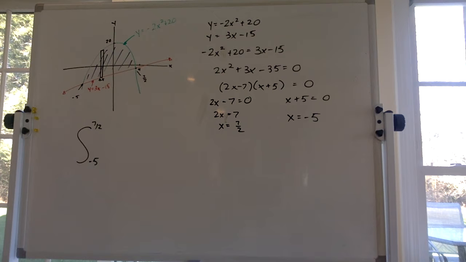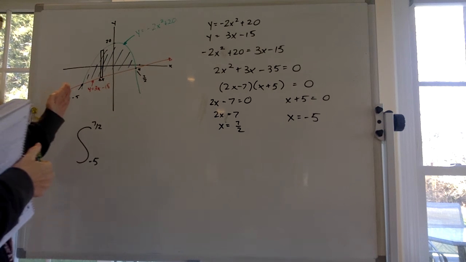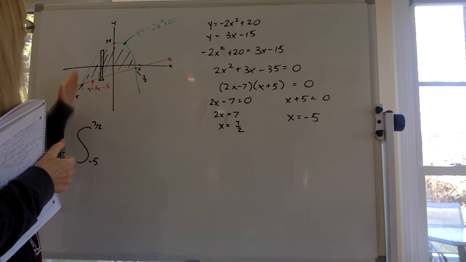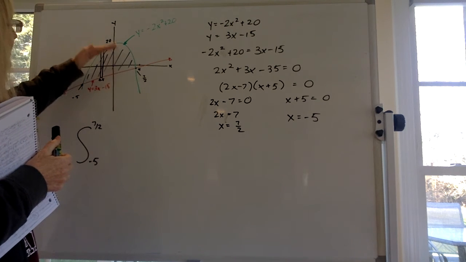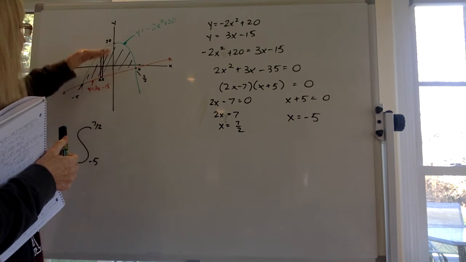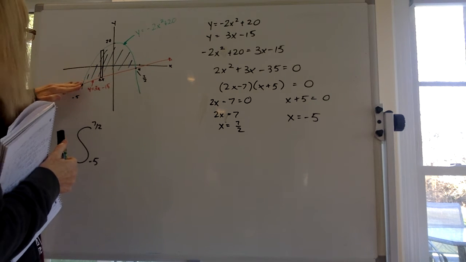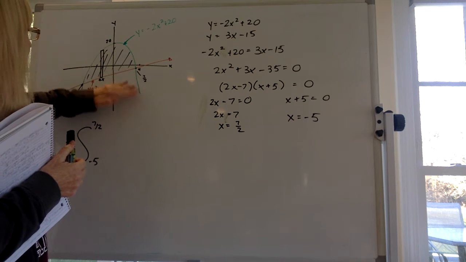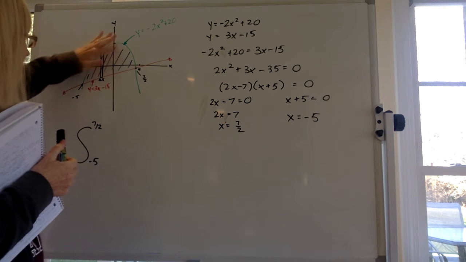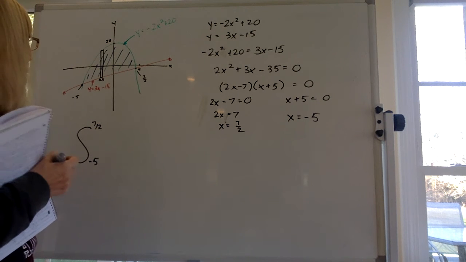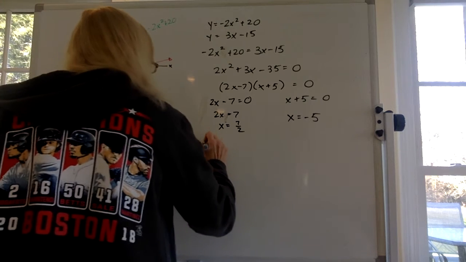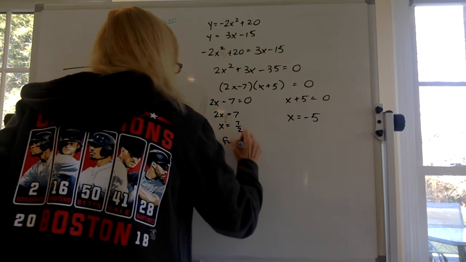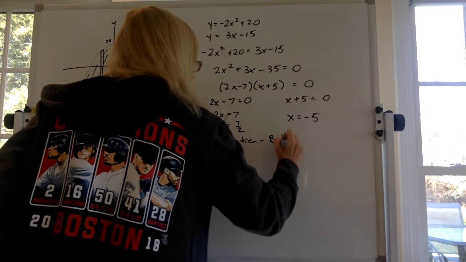Okay, so that's one thing we know. But now we have to figure out what we're integrating. What do we have for an equation to represent that area? Well, if you integrated this parabola, you'd find the area under it. So it would be that whole area minus the area under the line. Wouldn't that give you the shaded area? I think it does. So we have to take the top function minus the bottom function.